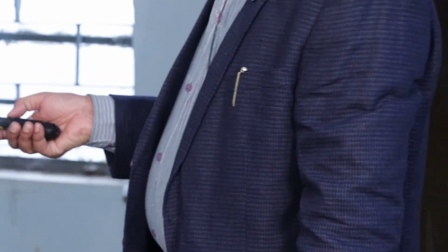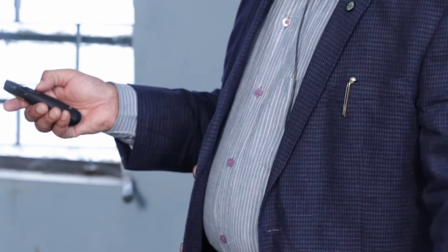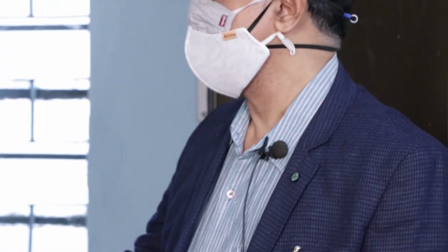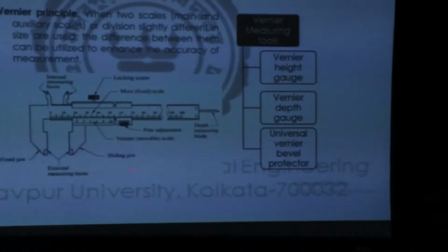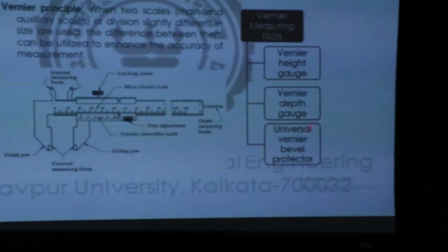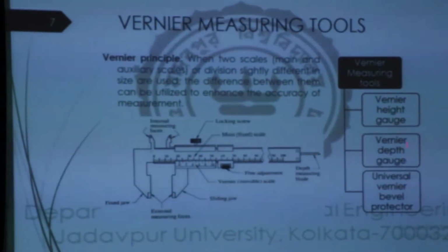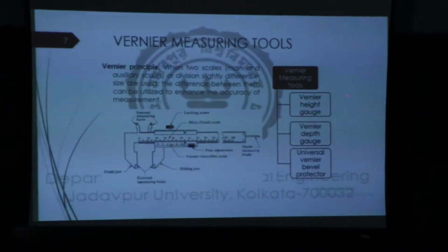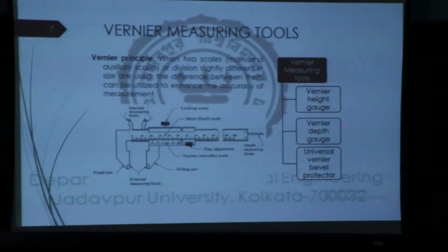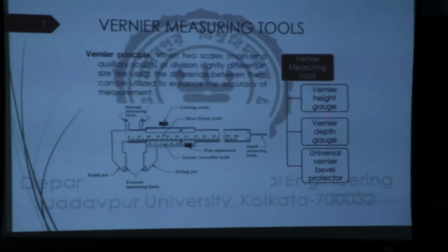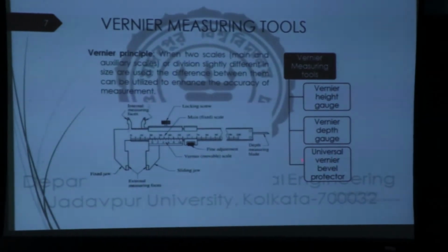Based on this vernier principle, there are so many types of vernier measuring tools. Shown here are vernier height gauges and vernier depth gauges. So, on the vernier principle, many types of instruments are available.